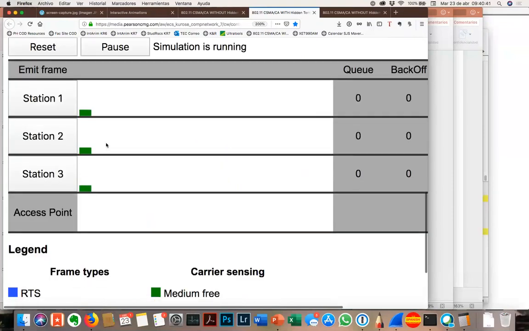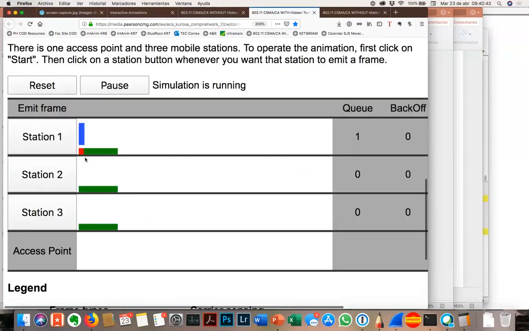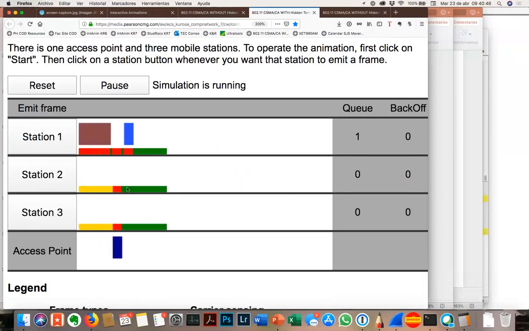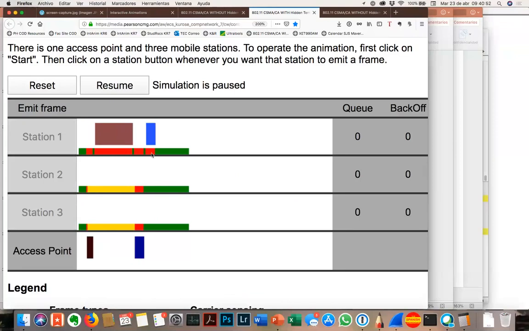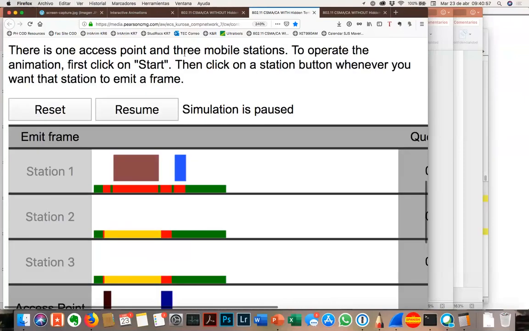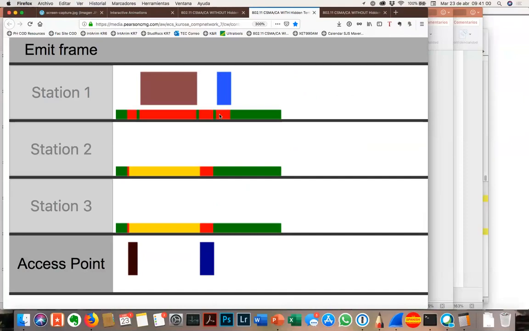Now, the first thing you'll notice here is when I send something, nobody goes busy, right? Nobody went busy here or here because they're too far away from me. The access point can hear me, but they cannot. So this is going to cause problems. It's going to cause more collisions.